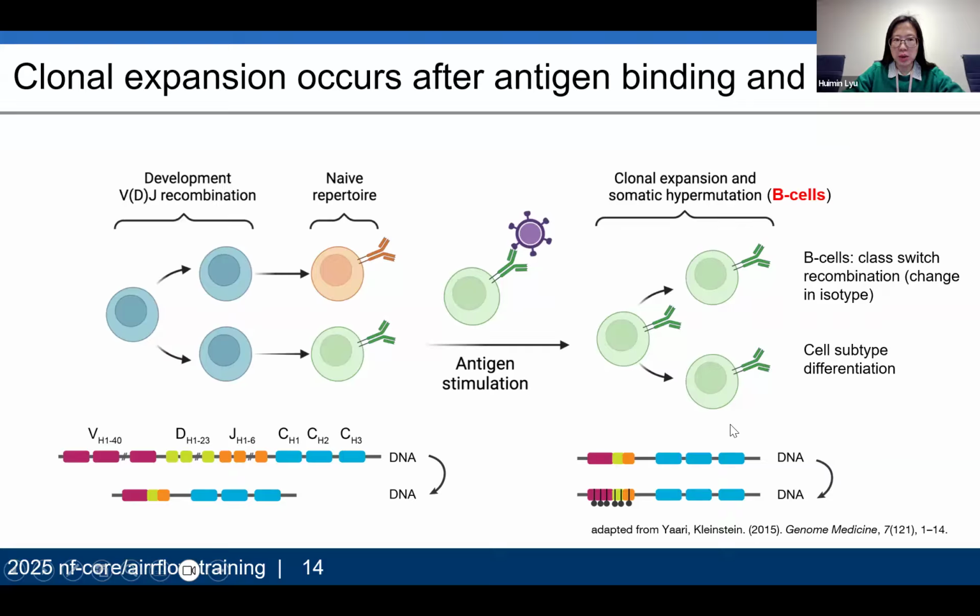So that's why it's not easy to find the BCRs from the same clone, because the sequences are not identical. But for T cells, after antigen stimulation, there is clone expansion, but there is no somatic hypermutation. So for T cells from a specific clone, the sequences are identical.